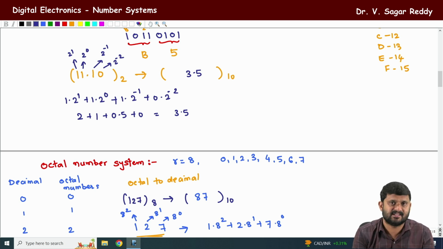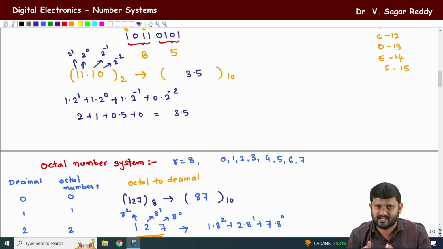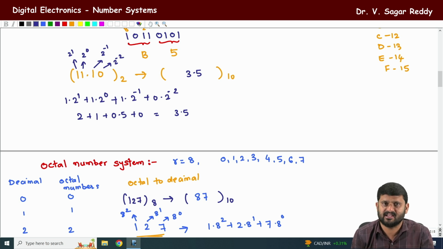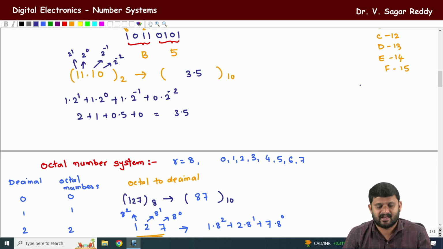Even though it has integer as well as fraction parts, the same way is applicable for octal and hexadecimal also. After the decimal point in octal we take 8 power of minus 1, 8 power of minus 2, like that. Whereas in hexadecimal, we take 16 power of minus 1, 16 power of minus 2, like this. So in this class, I discussed what is meant by number system, what the different types of number systems are, and how to convert one number system to another.